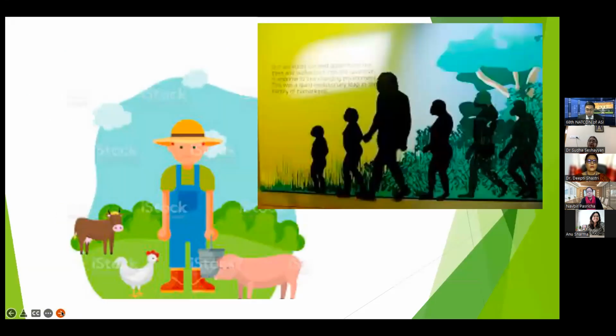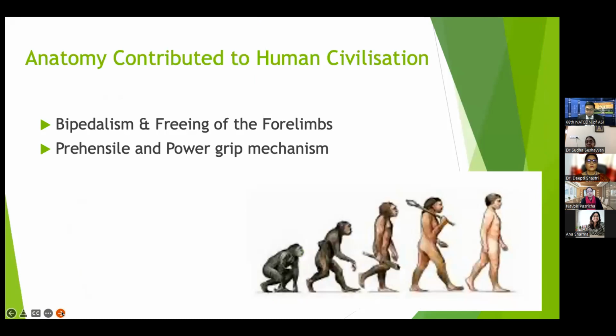And domestication of animals became possible, and man was able to control his atmosphere and his environs. The same bipedalism and freeing of the forelimbs has contributed to human civilization. Can we think of civilization without the use of tools?